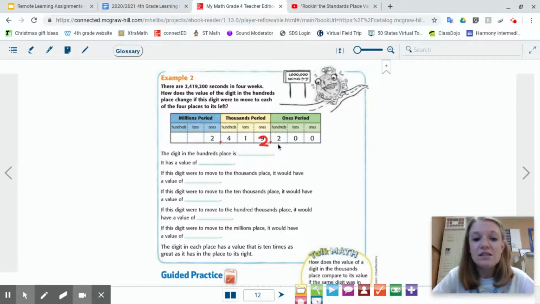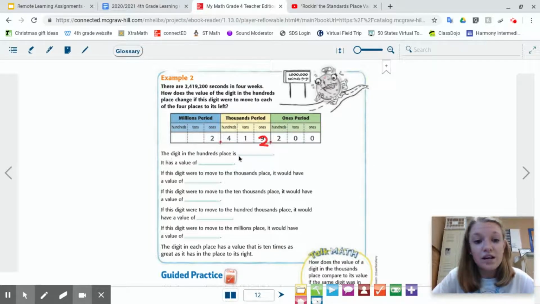So as a digit moves up, it moves up by a level of 10. Because if I go from 200 to 2,000, if I take 200 and I multiply it by 10, that gives me 2,000. So it increases by a multiple of 10 every time it moves up a place value spot.